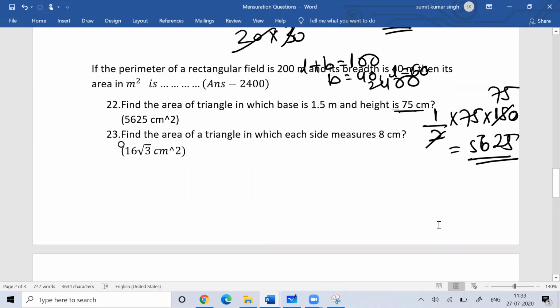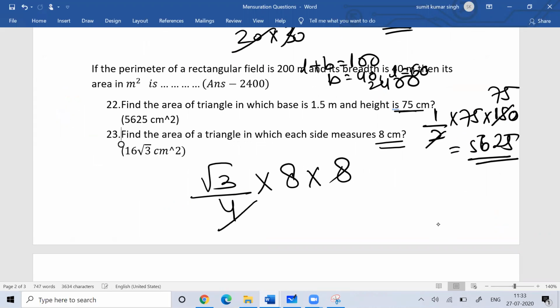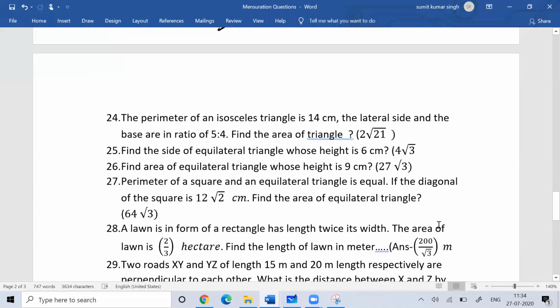Now the next question, find the area of a triangle in which each side measures 8 centimeter, which means it's an equilateral triangle. What is the area of an equilateral triangle? Root 3 by 4 a square, where a is the side. So you can do this. So this is 16 root 3, and the root 3 value is 1.732. If required, you do that. Otherwise, if the options are given in root 3, then no need to do anything.